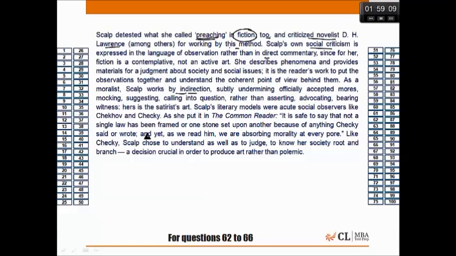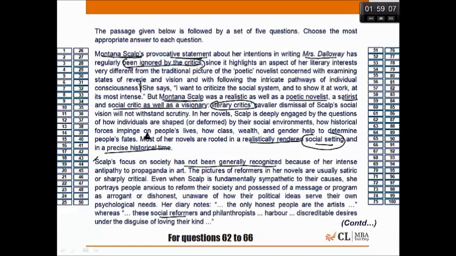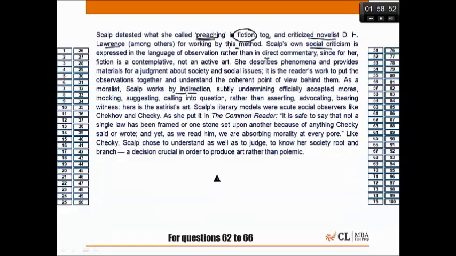Okay, great. So let's go through it once and get an understanding quickly. The first paragraph talks about Scalp and things that are ignored by critics, and it talks about social setting. Okay, roughly fine.